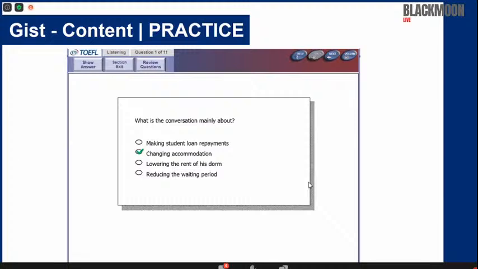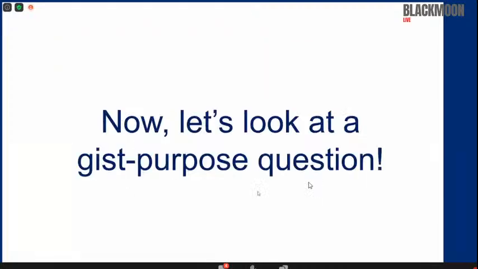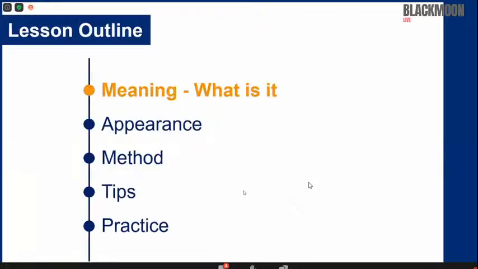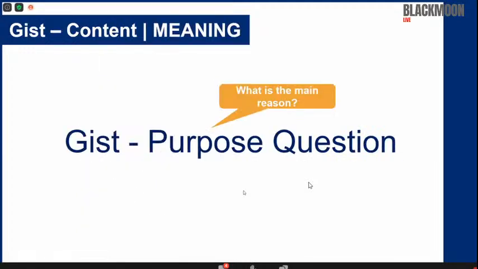Okay, great. Okay, now let's look at a gist purpose question. Again, let's start off with the meaning. So again, it's about gist, the main idea, overall content. So here, we are focusing on the reason.